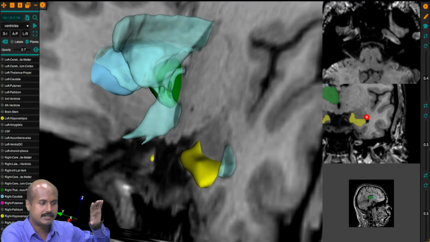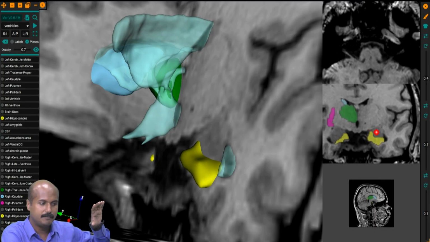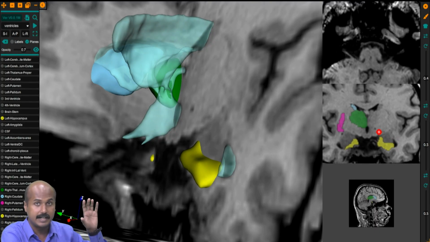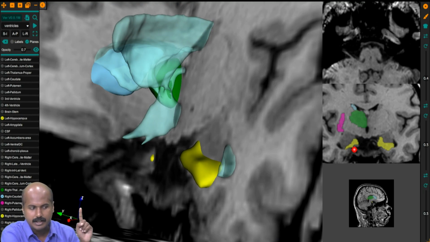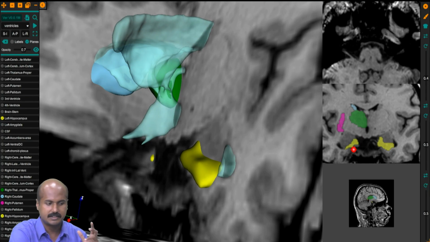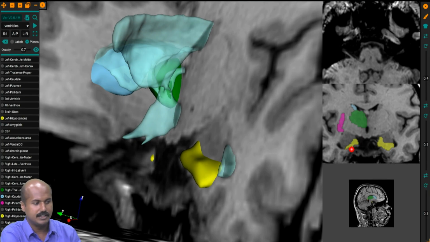So, we have understood how the very important nuclear groups are related to the lateral ventricle, not only the lateral ventricle anatomy, but also the relations of the lateral ventricle, especially the thalamus, the caudate and the hippocampus. This much structures have been dealt very beautifully with this tool.